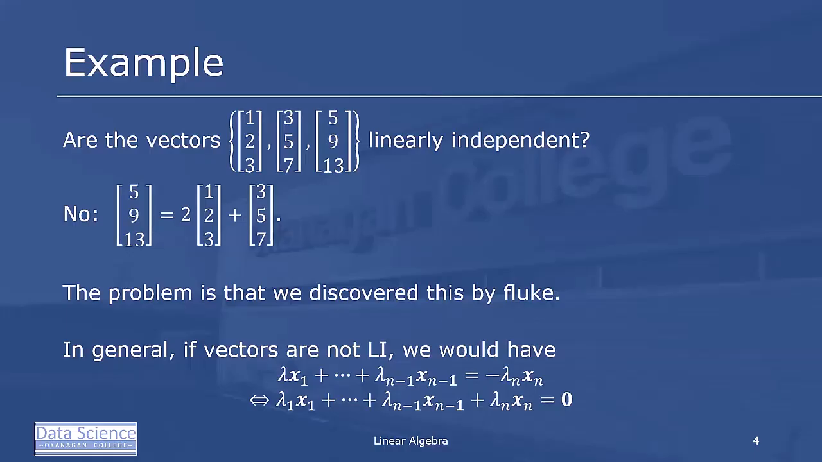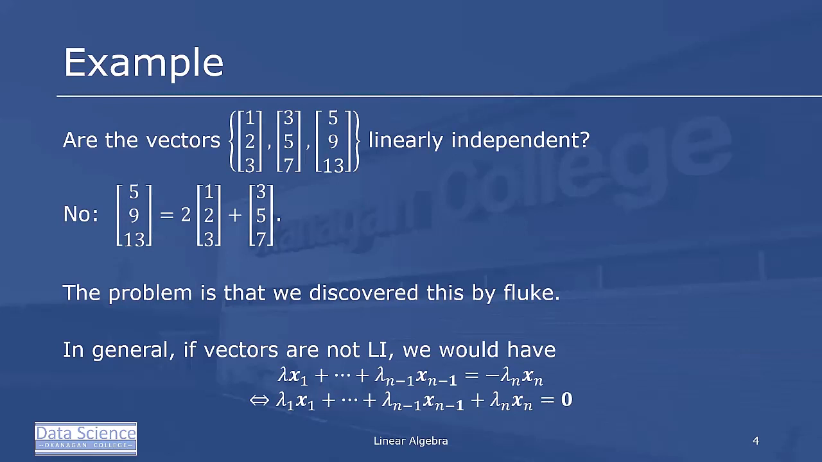Here's an example. Is the set of these vectors 1, 2, 3, 3, 5, 7, and 5, 9, 13 linearly independent? Well, no, because 5, 9, 13 is 2 times the first vector plus the second vector. Now, the problem is that we discovered this by happenstance. It was kind of a fluke.